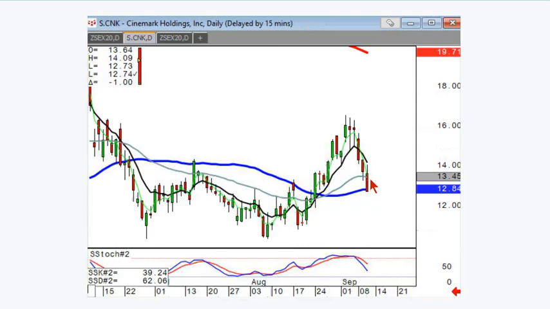If it opened positive and closed here, doing a bullish harami, what's that tell us? The selling has stopped right here on the 50. We probably want to close out our short. If it opens lower, what's it telling us? The 50 is not acting as support.